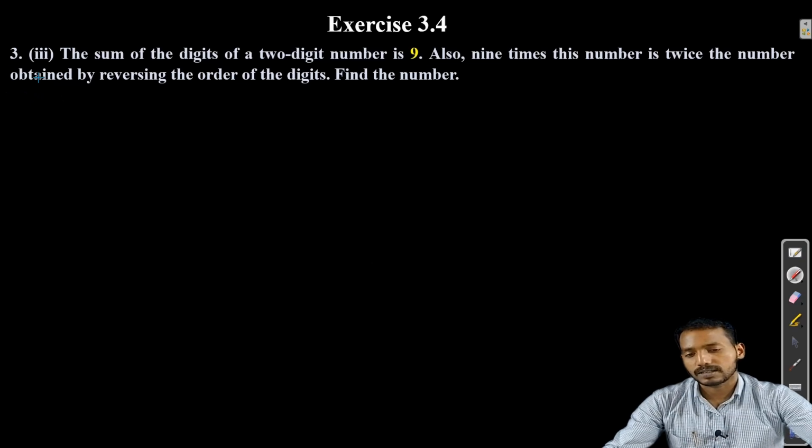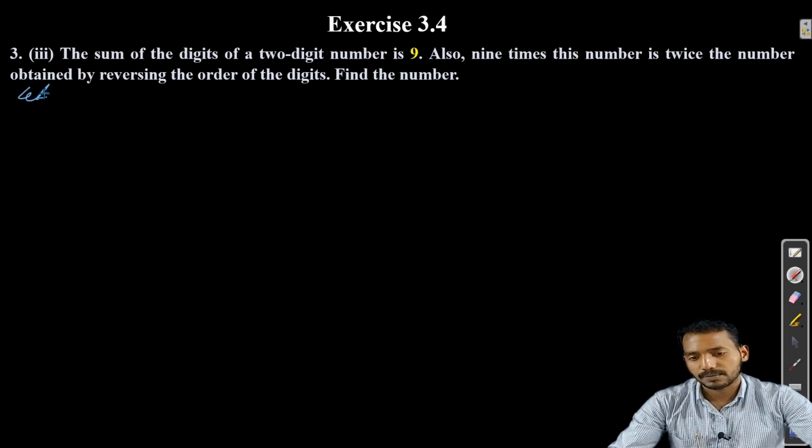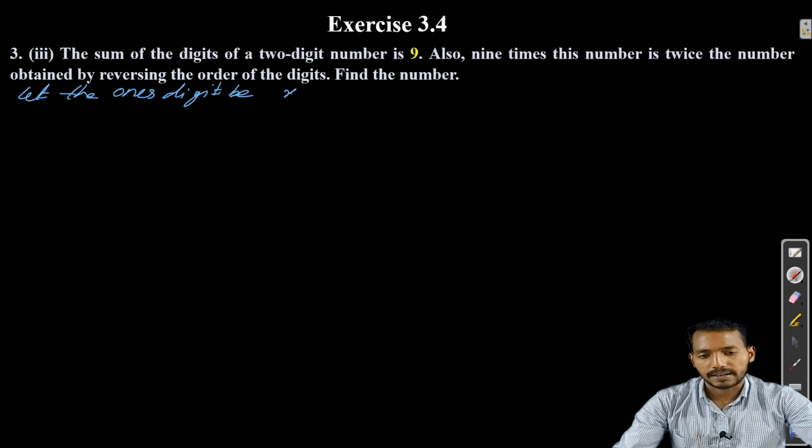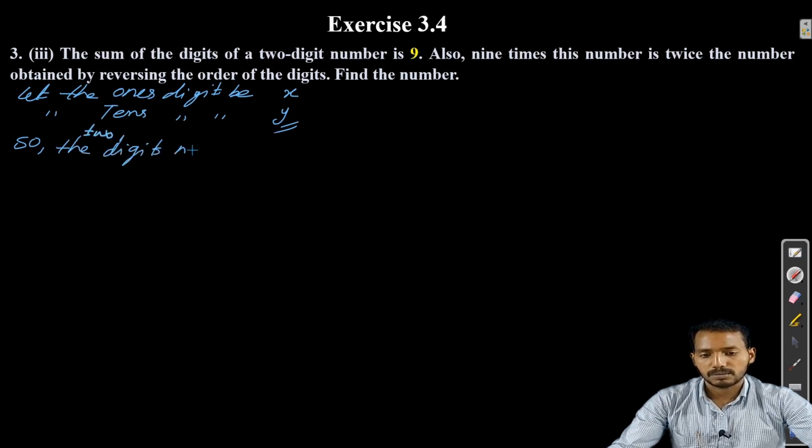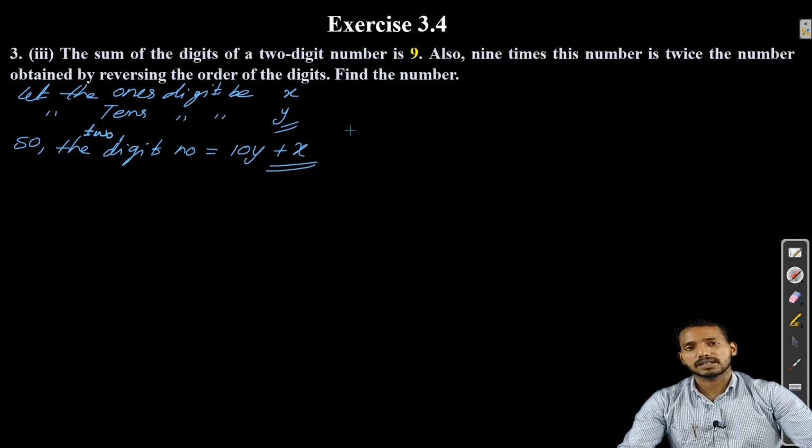Okay, so let's assign the variables. Let the ones digit be x and the tens digit be y. Clear? So the two-digit number is equal to 10y plus x. This will be the two-digit number in terms of the digits.